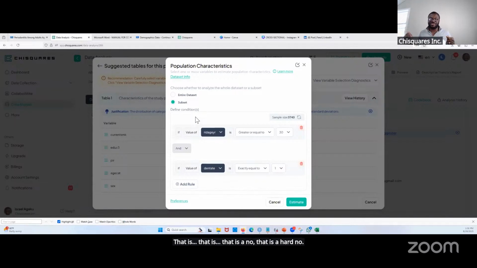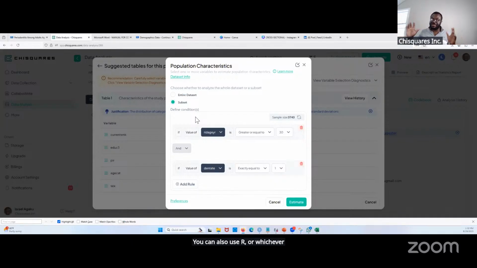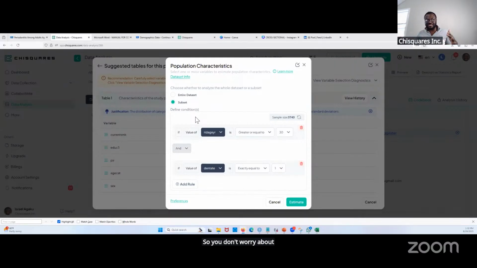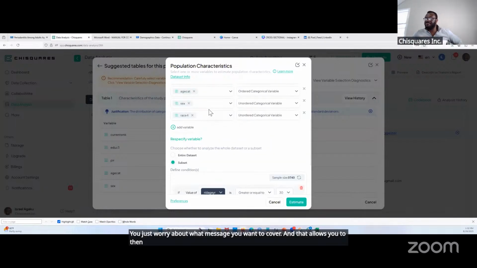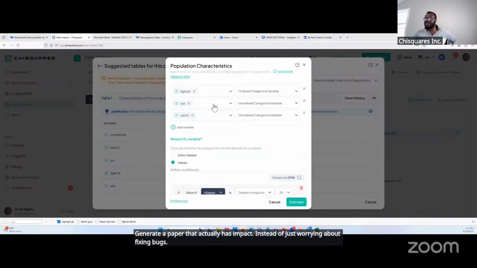You can't do that. You need to use software that accounts for complex survey design, right? Chi-Square's platform does that. You can also use R or whichever software that you use, but the Chi-Square's platform is much easier because it's designed to, so you don't worry about the technical details. We have the technical details covered. You just worry about what message you want to cover, and that allows you to generate a paper that actually has impact instead of just worrying about fixing bugs. All right, so that's how you're going to do it.